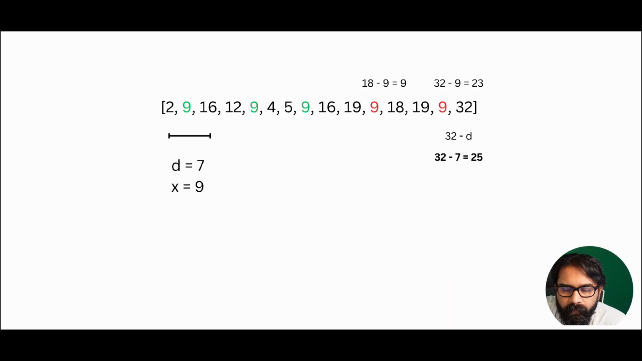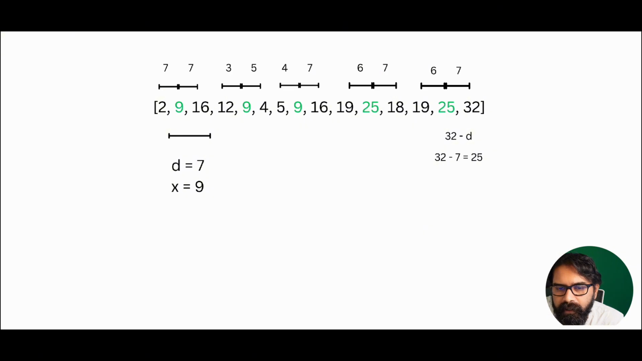What we have noticed is that if we try to fit in d for all the possible pairs, we can take 32 minus d, which gives us 25, and we can quickly observe that 25 satisfies the condition of being less than or equal to 9. So we can put 25 between 19 and 32, and 25 again between 19 and 18, and you can see here that the difference between adjacent pairs of elements remains less than or equal to 7.